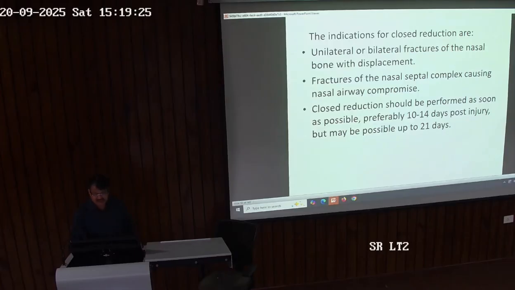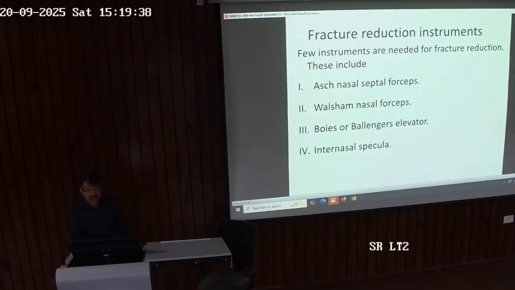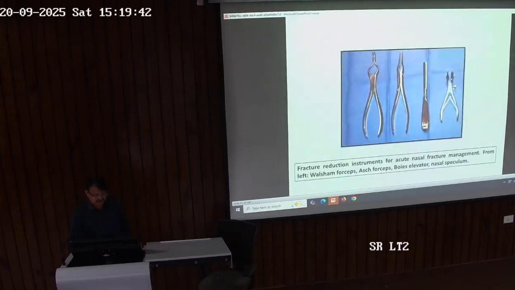Fracture of the nasal septal complex causing nasal airway compromise. Closed reduction should be performed as soon as possible, preferably 10 to 14 days post injury, but may be possible up to 21 days. Fracture reduction instruments: these are the instruments used in nasal bone fracture reduction. This is S forceps, this is Walsham forceps, this is the nasal speculum, and this is Boies elevator.